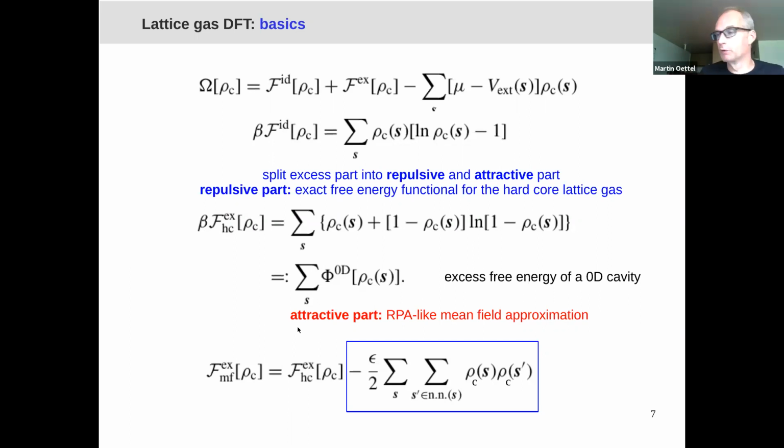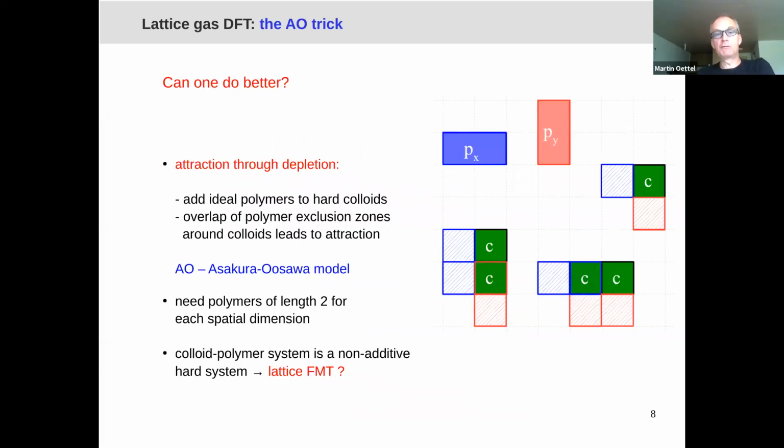And then the problem is, of course, the attractive part. And here, this RPA-like mean field approximation consists of this expression here. So you have a sum over all lattice sites, and then for each lattice site, a sum over all nearest neighbors. And then you just multiply the densities at these two neighboring lattice sites, and you multiply with the attractive energy minus epsilon half. Okay, so this is I think one of the oldest functionals, and together it constitutes the mean field functional I want to compare with. Can one do better, actually?